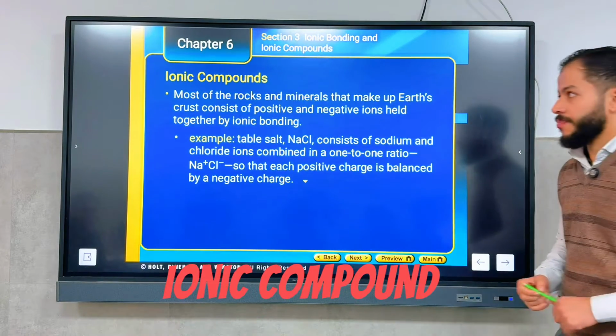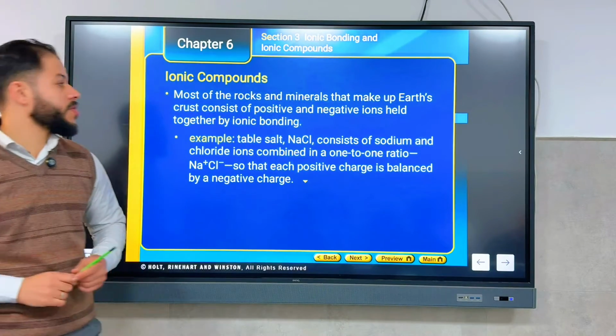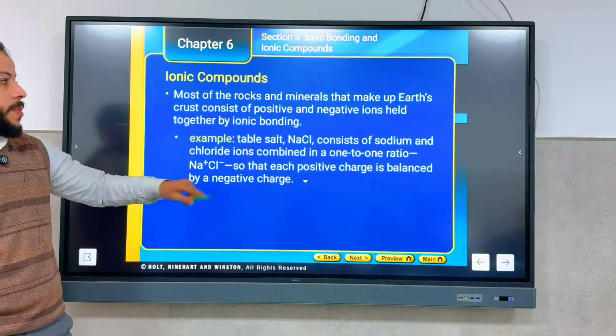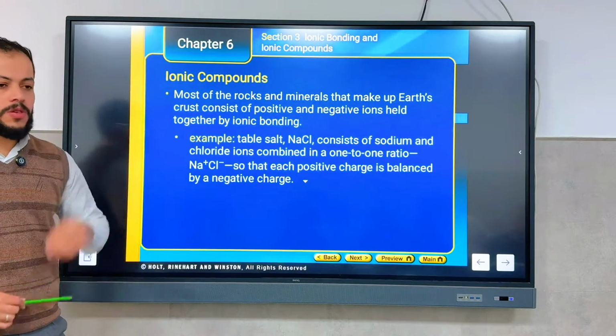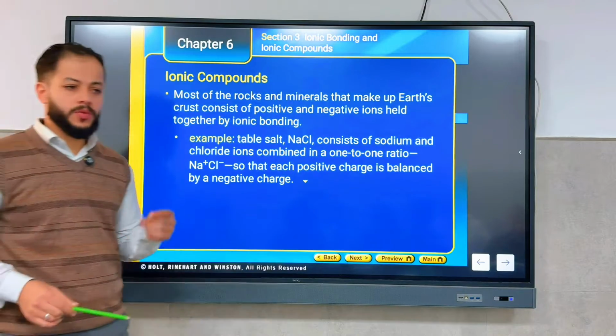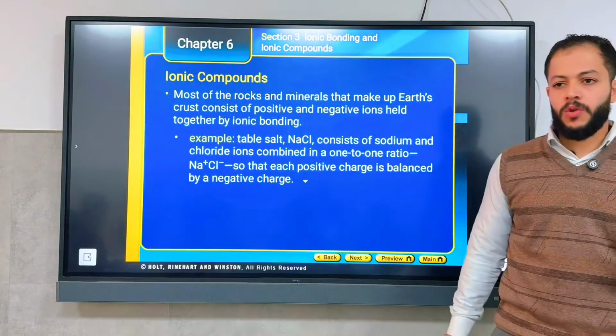So, what is the ionic compound? Most of the rocks and the minerals that make up the Earth's crust consist of positive and negative ions held together by ionic bonds. In the first sections, we just gave you an intro about what the ionic bond and the covalent bond are, and we differentiate according to the type of atom.